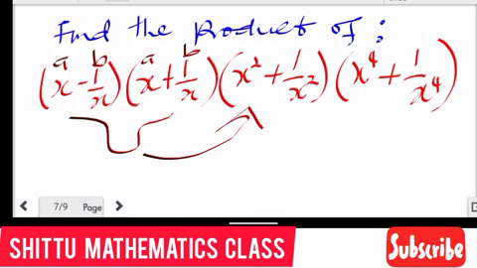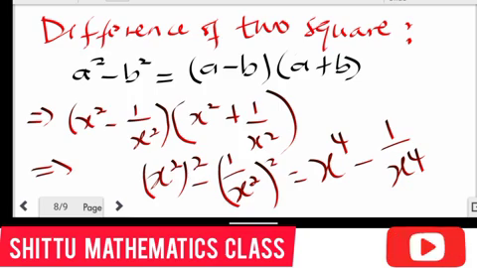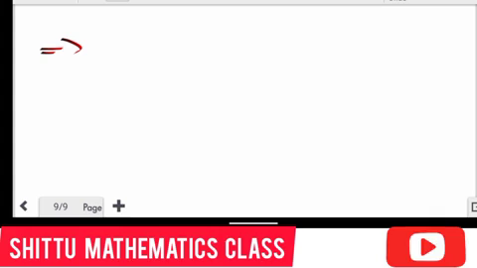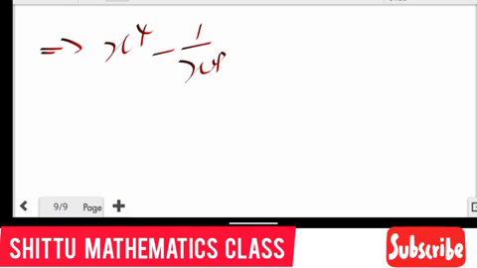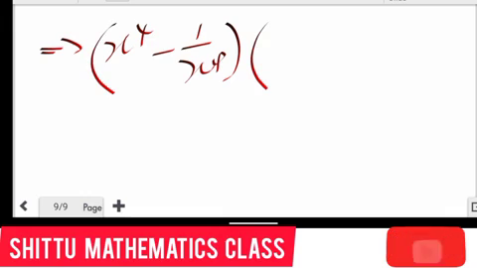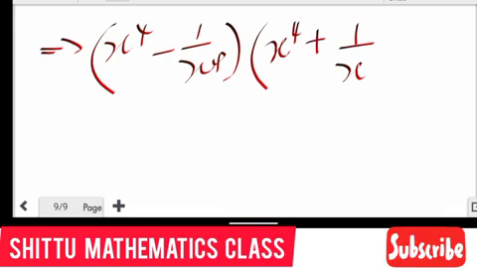Going further, you can see from here, we join it with this. So we want to join this with that. What we are going to have now is (x⁴ - 1/x⁴), then the last bracket, which is (x⁴ + 1/x⁴). So we are going to be using the difference of two squares also.